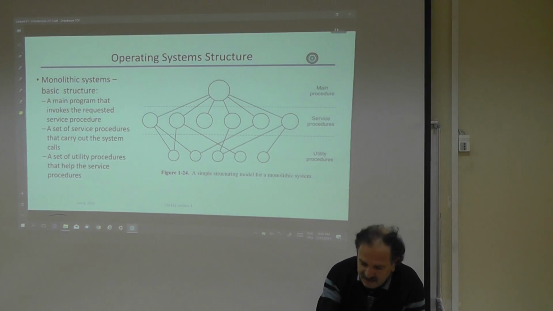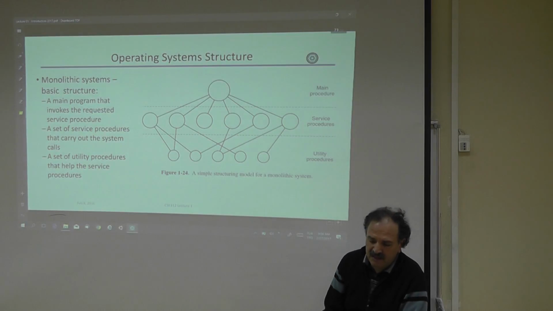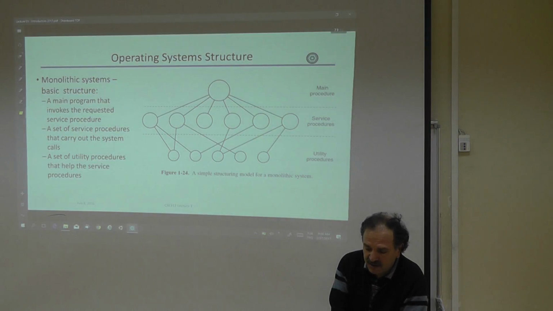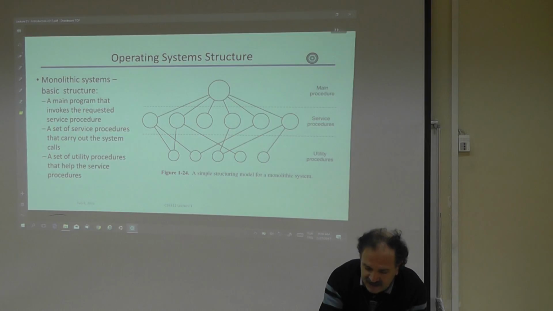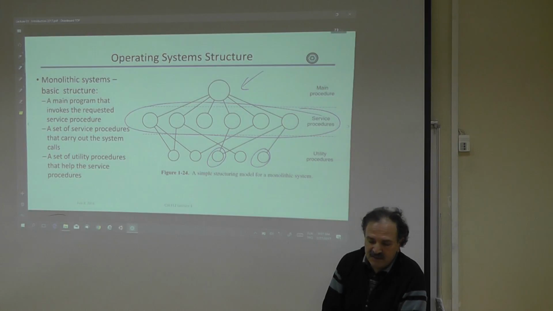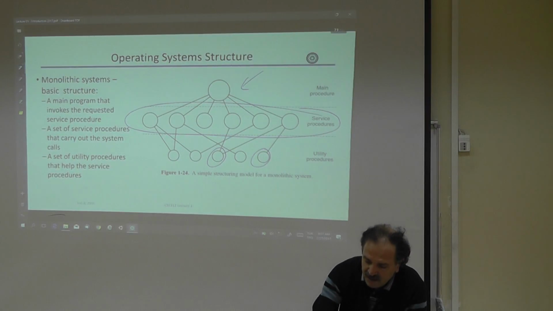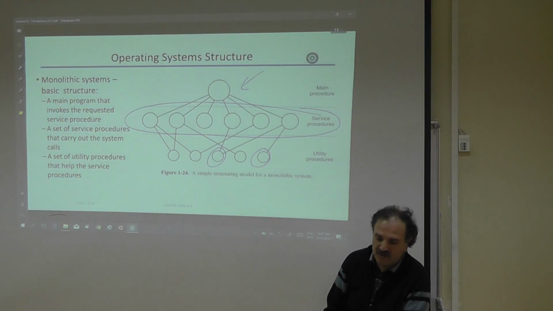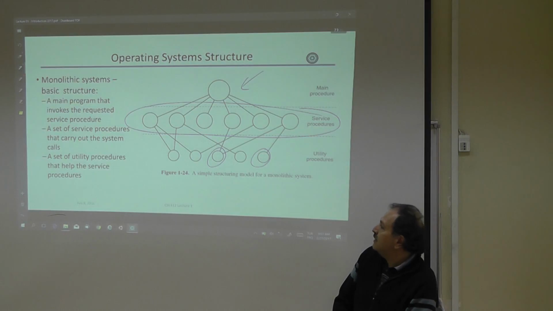As we discussed last time, even though monolithic systems don't have any basic structure, we could enforce some basic structure like this. We might say that there is a first level of service procedures. From the outside, you can only call these procedures, and these procedures can in turn use these utility procedures. So there is some kind of structure here. Everybody can call these utility procedures, and if there is a problem with a utility procedure, it only affects these two service procedures.